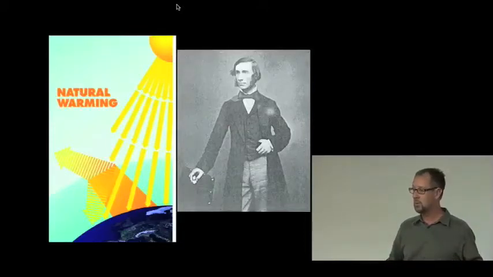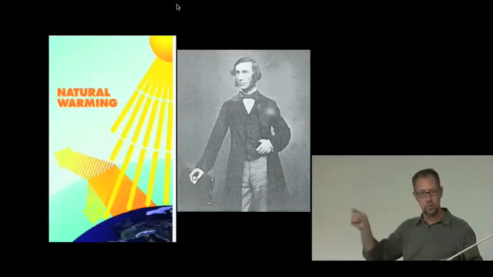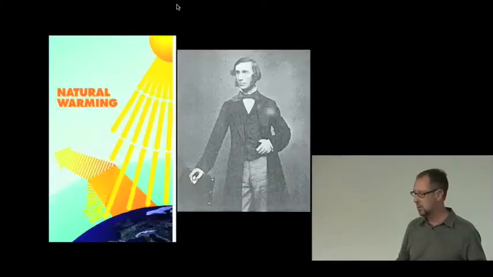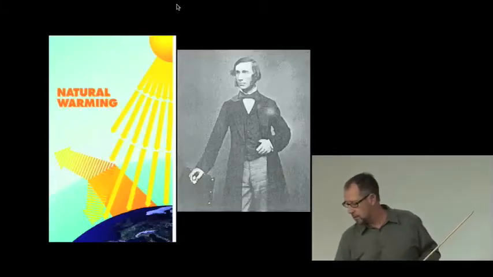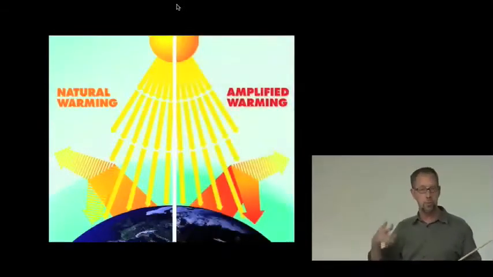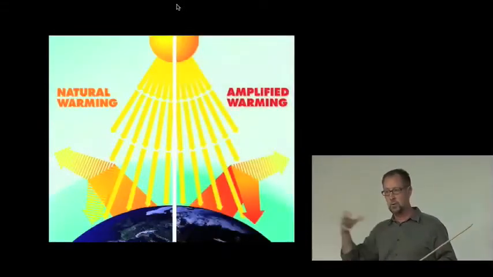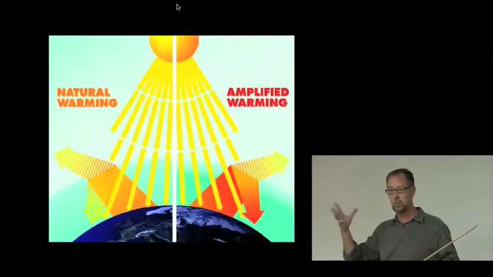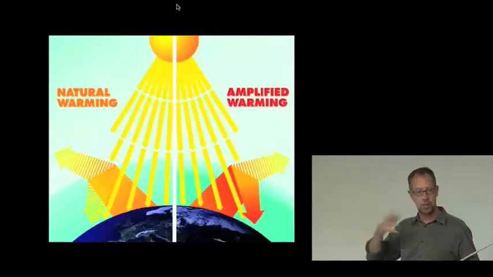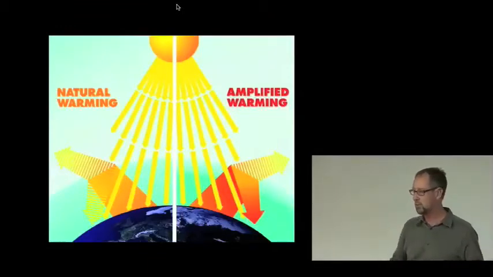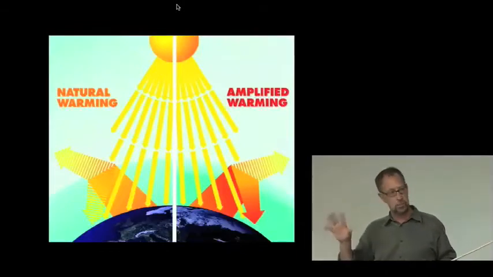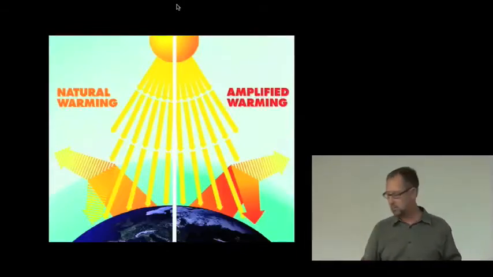And this is way before computers. He was doing all this hand calculations. And so he deduced that there must be some kind of amplified warming that was in effect trapping or absorbing some of that heat, that infrared heat coming off the surface of the Earth. So this helped set the stage for what we now call the greenhouse effect.